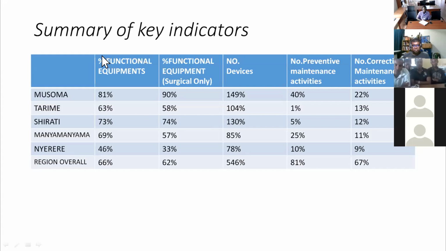So that's the case for Nyerere. It has very, very old medical devices. That's why you see on the list it is very far down. But when you go to MUSOMA, most of the machines are brand new. I think they have been bought recently. So that's the difference.